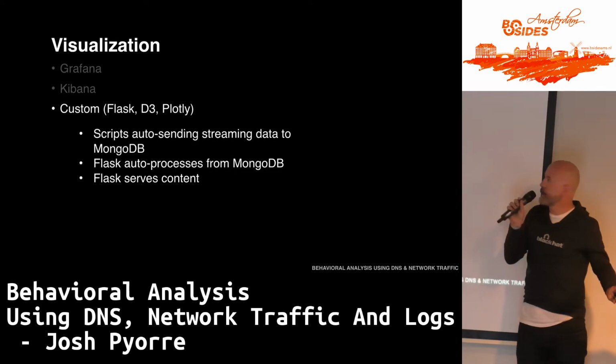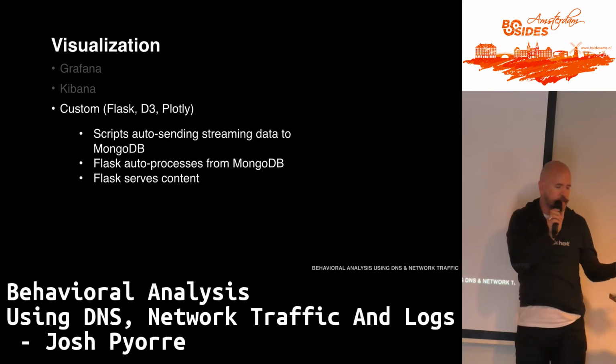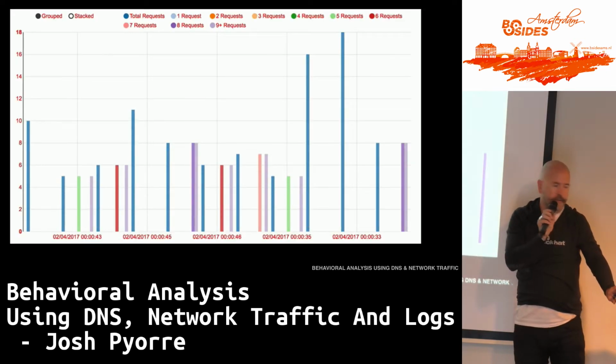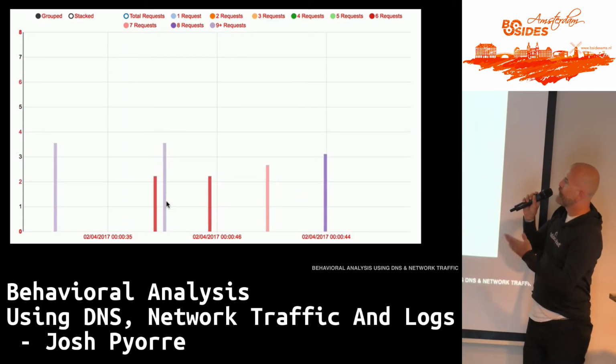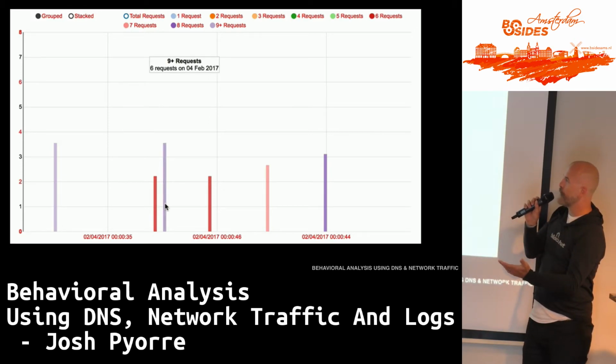For the custom setup, I'm using scripts to auto-send data into the MongoDB database, and then I'm using Flask to auto-process from that MongoDB, and then it serves the content. So I can do things like this, like I can do my count of requests, and I can kind of narrow down. This is pretty ugly, but you can get the idea of where it's headed.